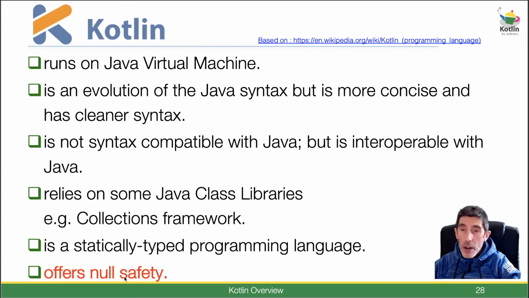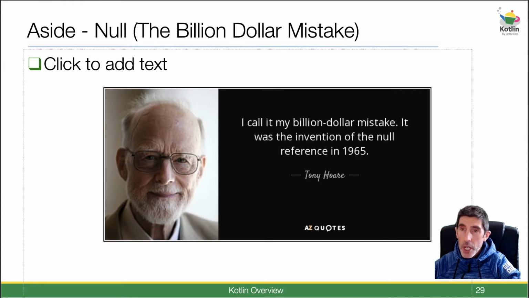The final one there offers null safety. Any Java developers will be familiar with all this. There's a guy here, Tony Hoare. He made a statement: I call it my $1 billion mistake. It was the invention of the null reference in 1965.